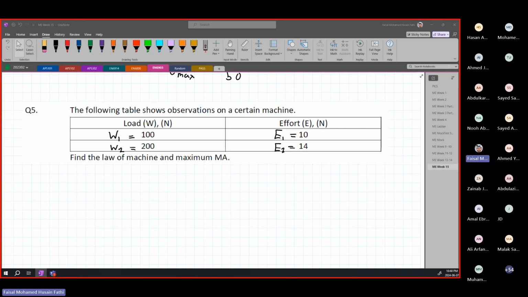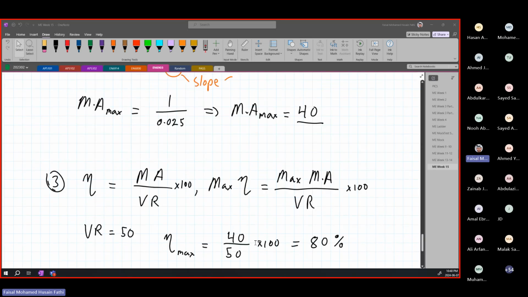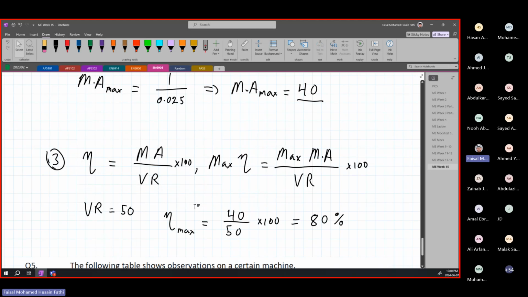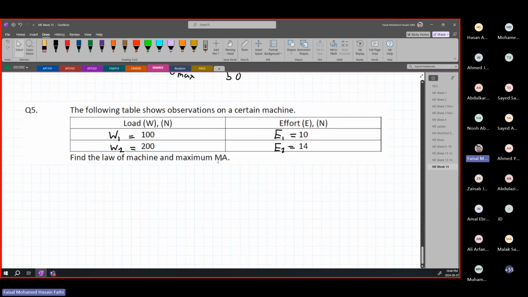Yes, I am sure about the formula for max efficiency. Maximum efficiency is the same as just the formula for efficiency. Efficiency is always MA over VR. For maximum efficiency, you have to have the largest value of MA, in other words, the maximum value of MA, and VR does not change in your system. So you'll be using maximum MA divided by VR. All right, back to this question.